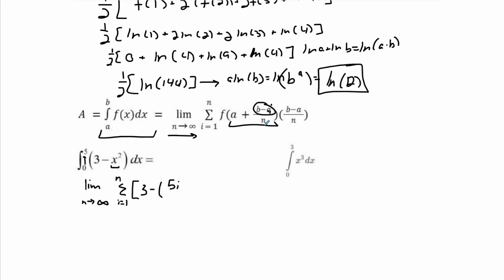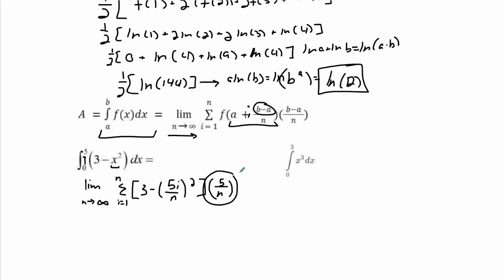I'll put this over here, okay? So you would then have 5i over n, and it doesn't really matter. Again, you just have to know this formula. You don't actually have to understand what it's talking about. And then squared, right, because this was an x squared. And then this would be times 5 over n. Sometimes this will go on the outside. It's the same thing, right?